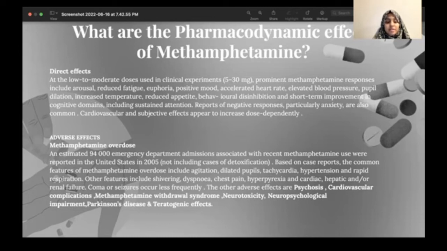The adverse effects are shivering, dyspnea, agitation, dilated pupils, tachycardia, hypertension, and rapid respirations. The other adverse effects are psychosis, cardiovascular complications, methamphetamine withdrawal syndrome, neurotoxicity, neuropsychological impairment, Parkinson's disease, and teratogenic effects.